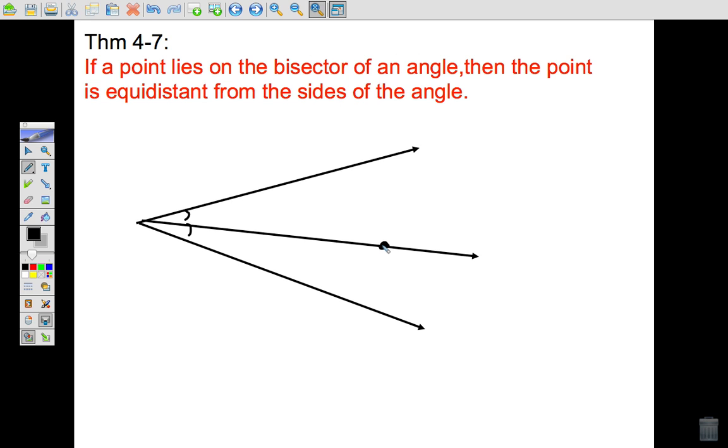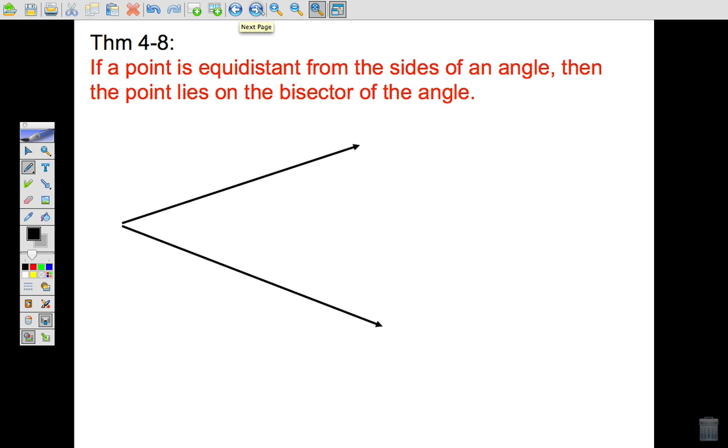So what's this saying? Well, let's see. It's equidistant from the sides of the angle. So here and here, those are going to be the same. All right? And notice my bisector probably isn't exactly in the middle, and that's why those two segments don't look the same. But you kind of get the idea. So no matter where I put that point, and you draw the line from the sides of it, okay, those are going to be the same.